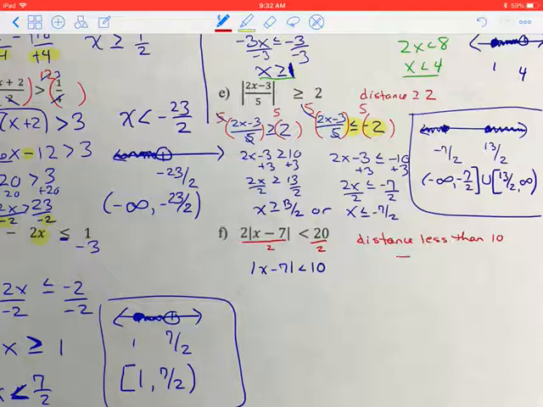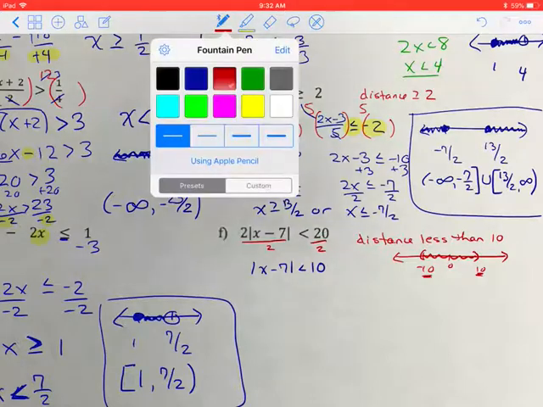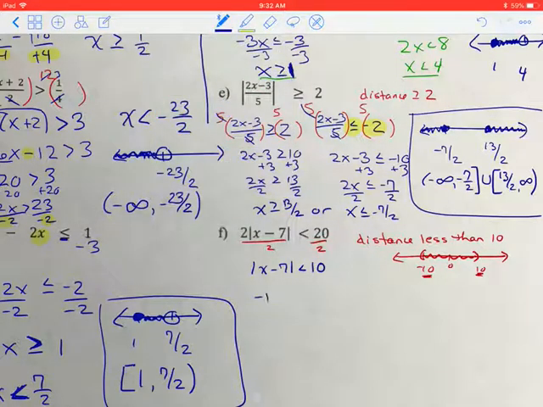So on a number line, if you think about 0, 10, and -10, we're looking at numbers that have a shorter distance, so numbers that are closer to 0. So notice this interval is sandwiched between -10 and +10. So I'm going to do the same thing here. I'm going to sandwich between -10 and +10. I'm going to put my x minus 7 in the middle. When you do this, your symbols are always going to point to the left.